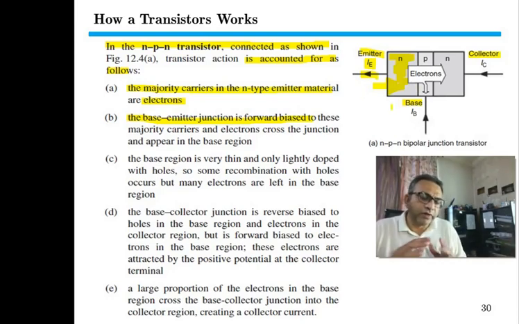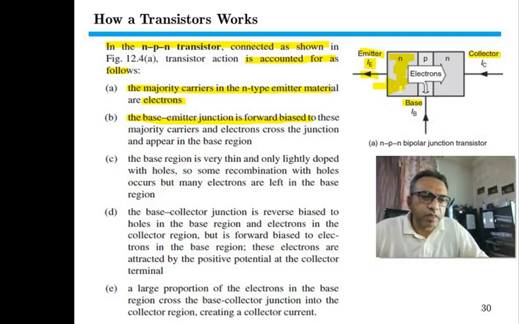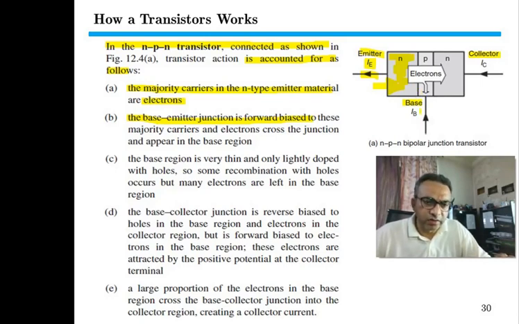Now, when the base emitter is forward biased, electrons will jump from the emitter and will be available at the base. But the base is slightly doped, it is of thin width. Therefore, when a large number of electrons jump into the base, only a few are recombined, and these recombined electrons enter into the base terminal. So in the base, only a few electrons recombine, and a large number of electrons are present in the base, and the base in our case is p-type material.